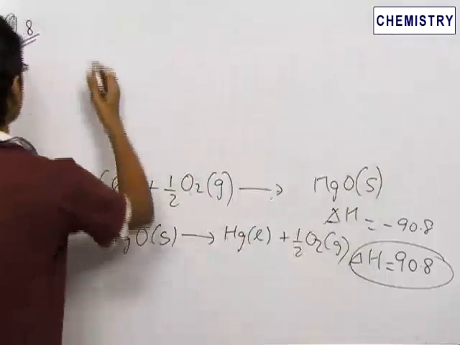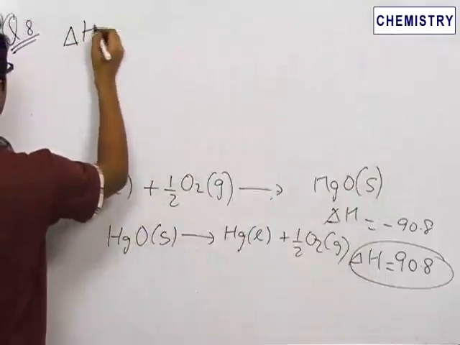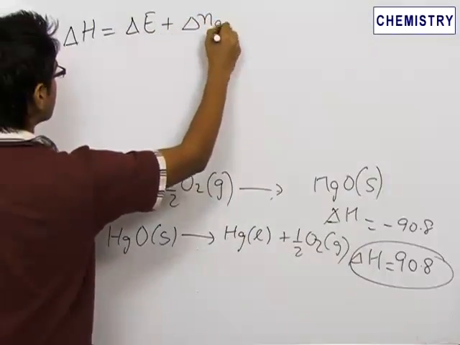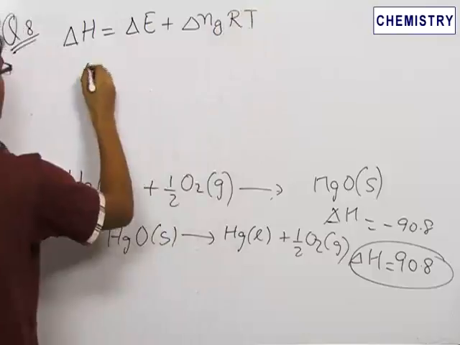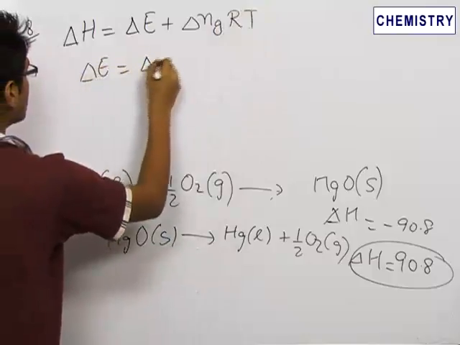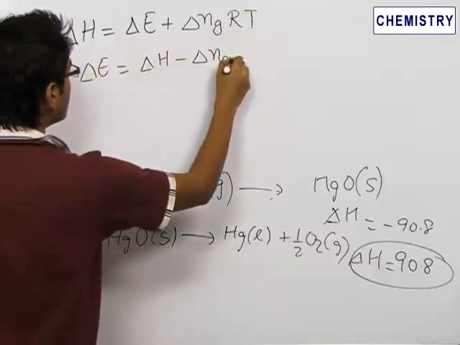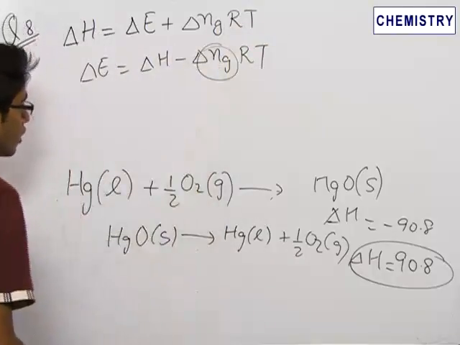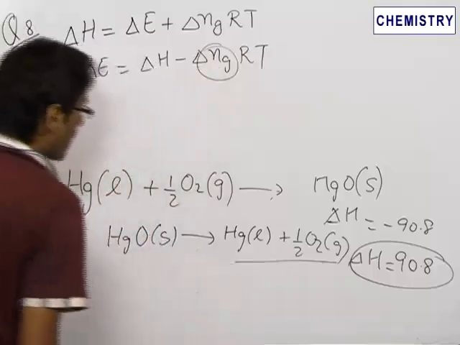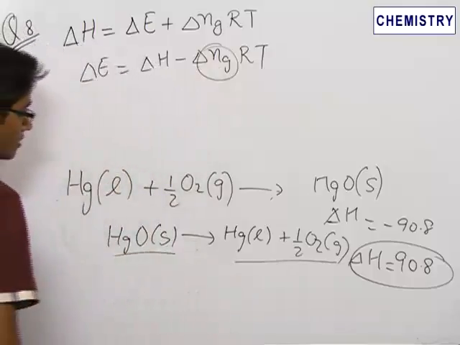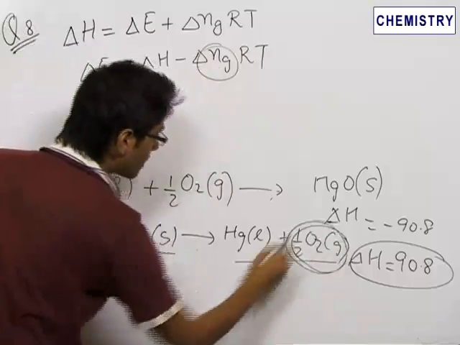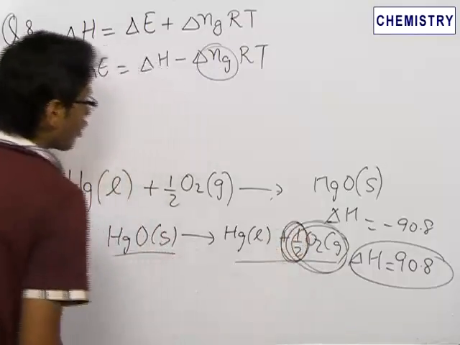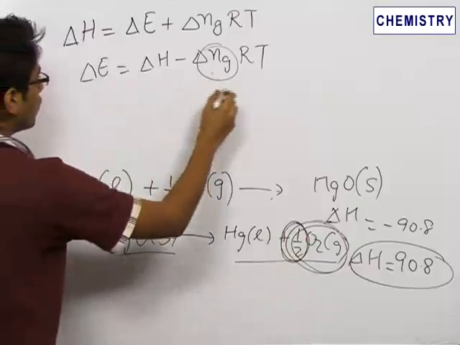And we know that delta H and delta E are related by delta H is equal to delta E plus delta NgRT. So delta E is equal to delta H minus delta NgRT. Now what is delta Ng? It is the number of gaseous moles in the products minus the number of gaseous moles in reactants. Here oxygen is the only gas involved in this reaction. The stoichiometric coefficient is half, so delta Ng is equal to half.